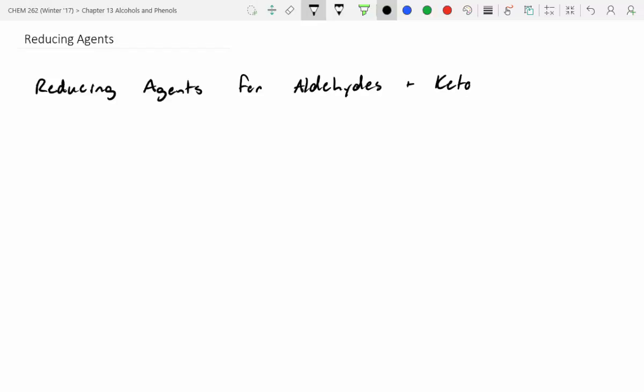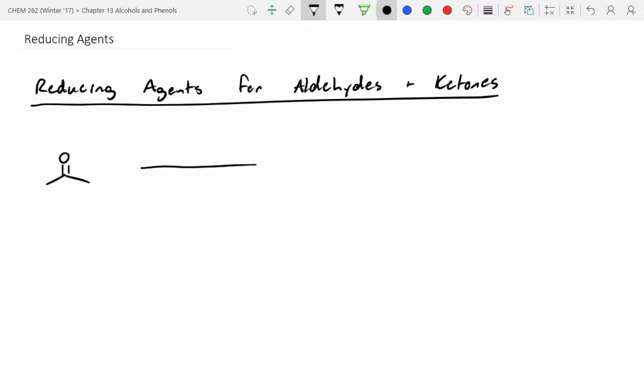So we're going to talk about aldehydes and ketones at first. Let's take a look at just a simple ketone, and let's say I want to convert it to an alcohol. We've seen double bonds go to single bonds before already. What reagents were we using to reduce alkenes to alkanes? Yeah, we just use H2 and palladium, platinum, or nickel. Any one of those would work.